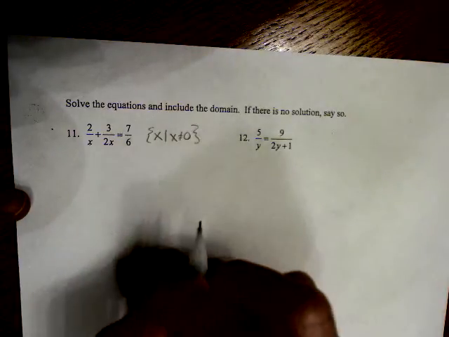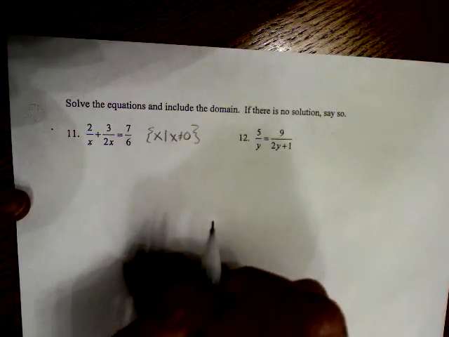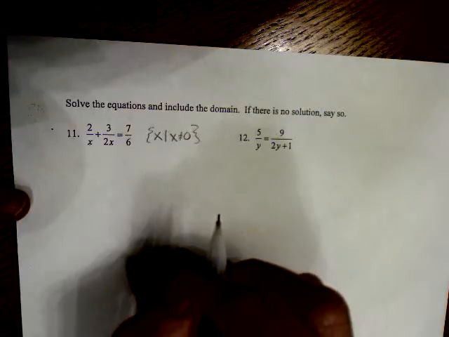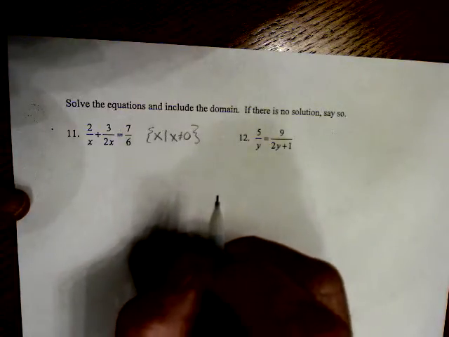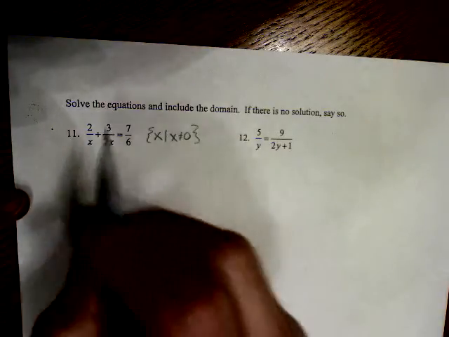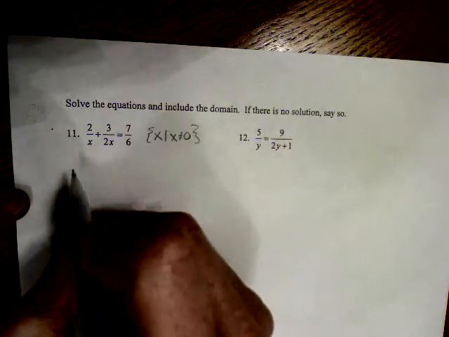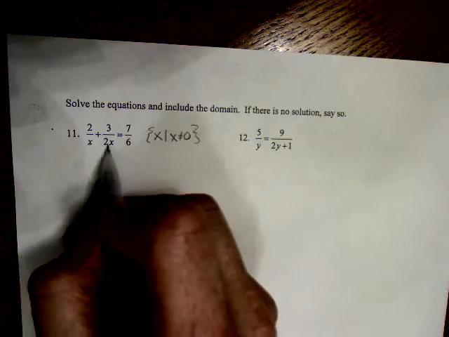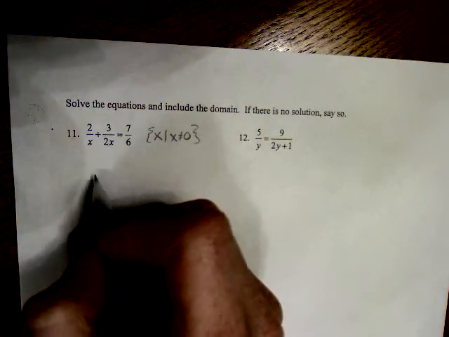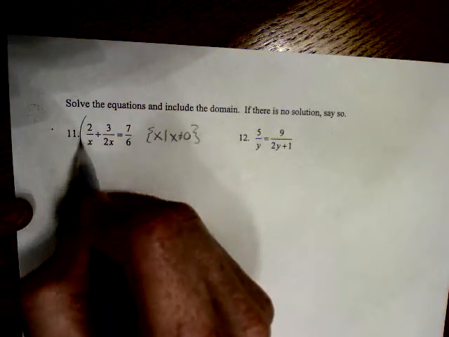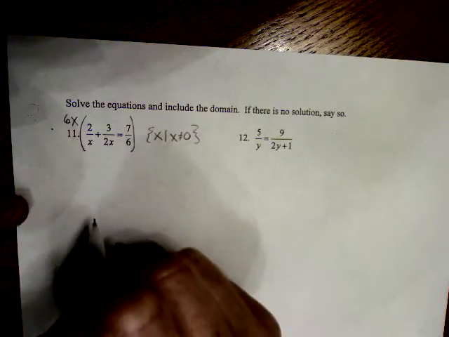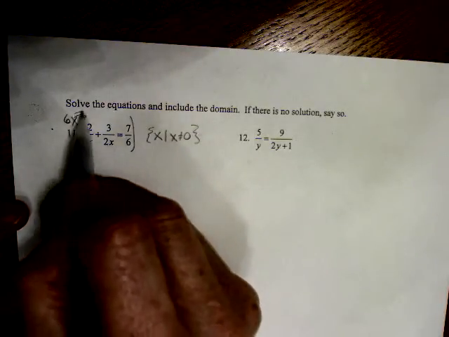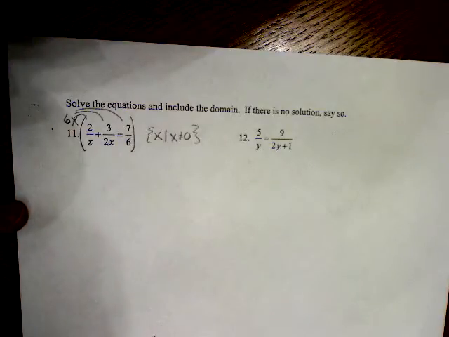Now to solve a rational equation, we want to get rid of the fractions. So we will use the same strategy that we used in the previous problems by getting a common denominator and multiplying every term by that denominator. So what does x, 2x, and 6 all go into? Well, that is 6x. So we're going to take a 6x and we're going to multiply it by every term in this problem. So we're going to distribute to all three of these expressions.